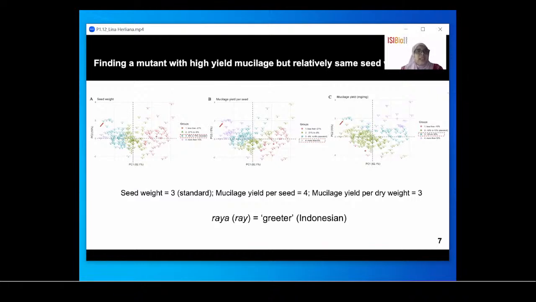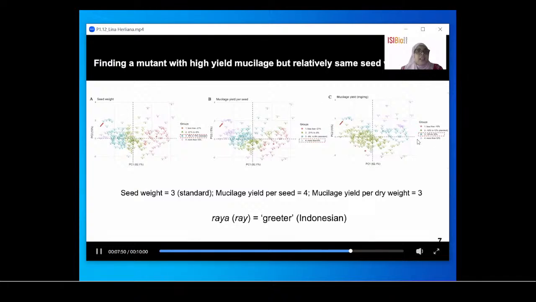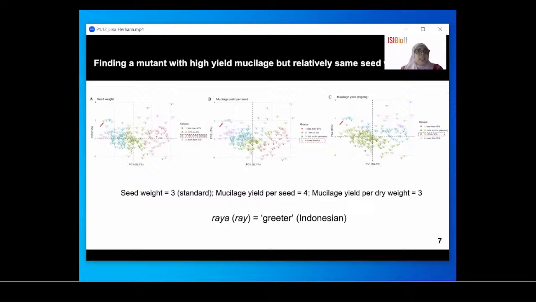We selected 970-1, as you can see in the figure with the red arrows, as the best line producing more mucilage with the lowest variation among the plants. It was named Raya, Ray, which means greater in Indonesian.